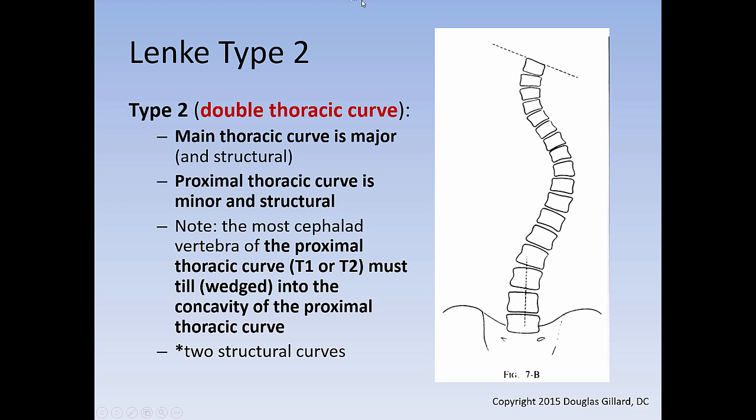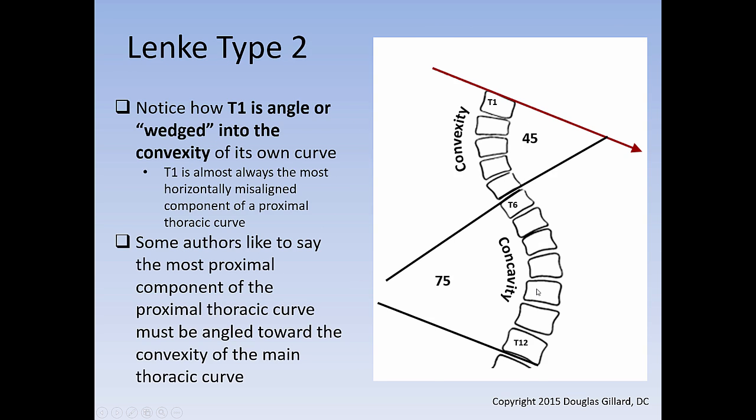Lenke 2. On this one, you can see that T1 is actually cocked into the concavity of the proximal thoracic curve. So we have a curve here, and we have another big curve here. We have a little curve down here, but this is not big enough. I can just eyeball that. But let's go. I think I have a.